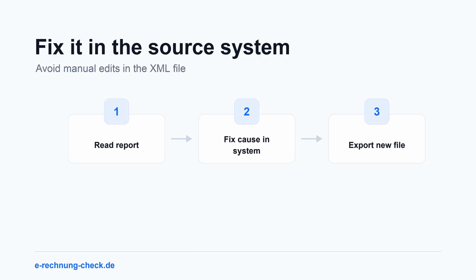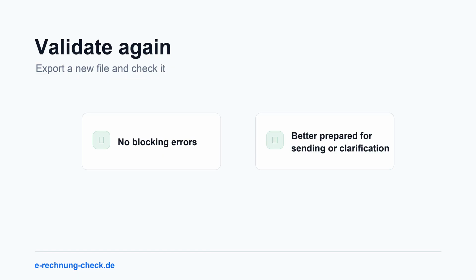Manual XML edits can create new errors and make it harder to trace which invoice was really sent. After correction, validate the newly exported file again. Only when no blocking errors remain is the file technically better prepared for sending, booking, or clarification with the customer.